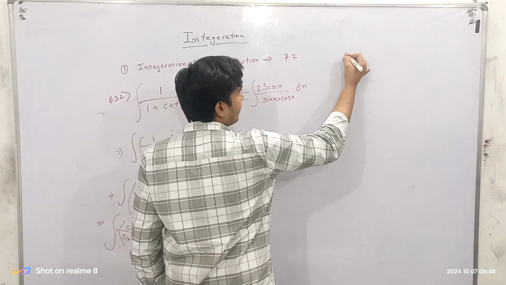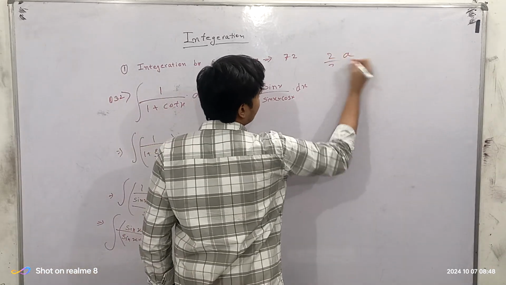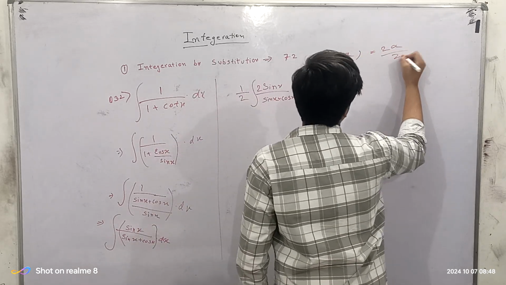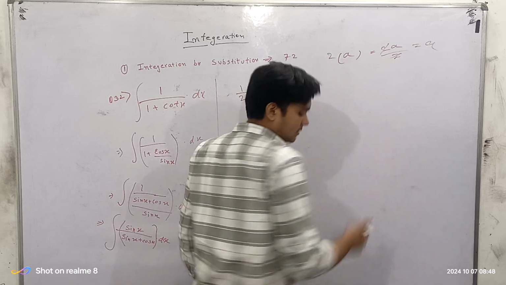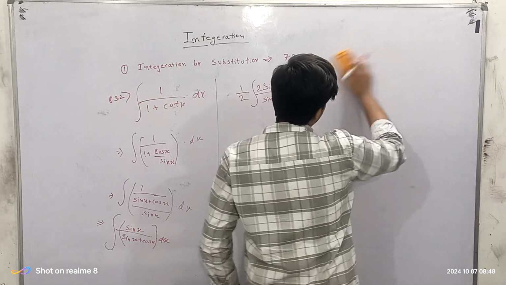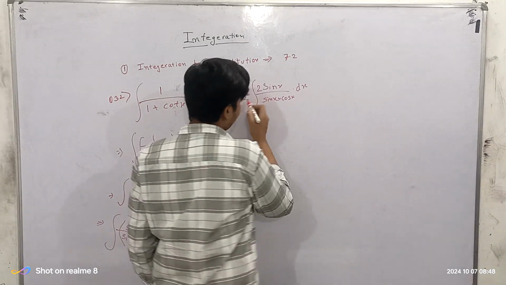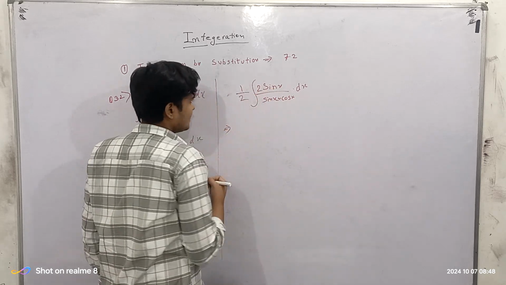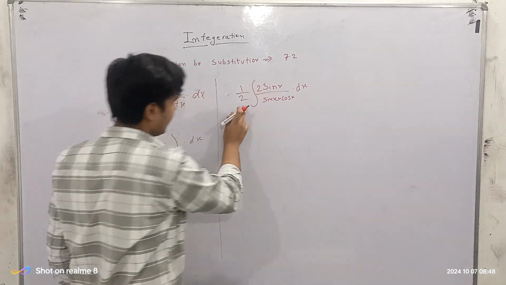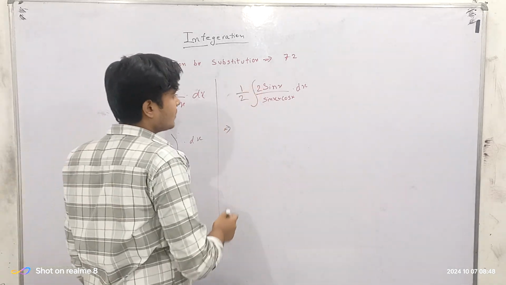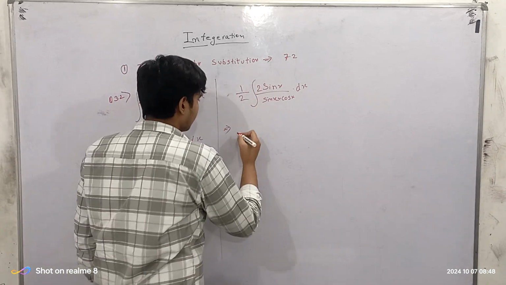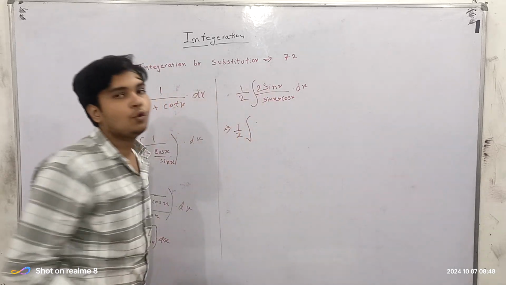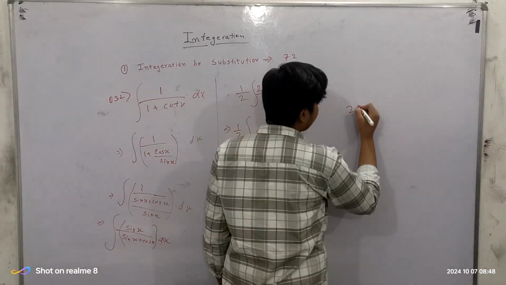See, if we multiply by 2, 2a, and then divide by 2, 2a by 2, the 2 cancels and a remains, no change occurs. So we multiply and divide by 2, with 2 coming here and 1 by 2 outside. The function comes upwards. So we keep in mind 2 sin x. There are 2 sin x.